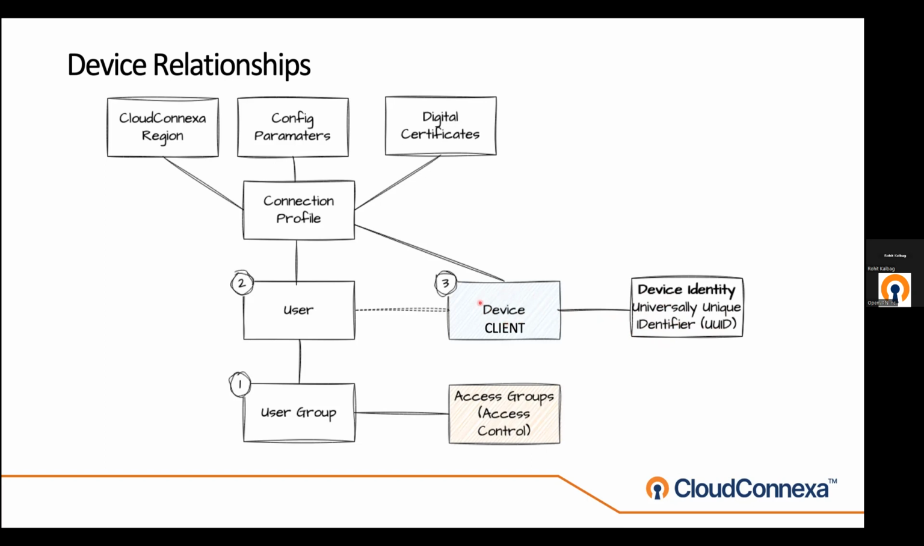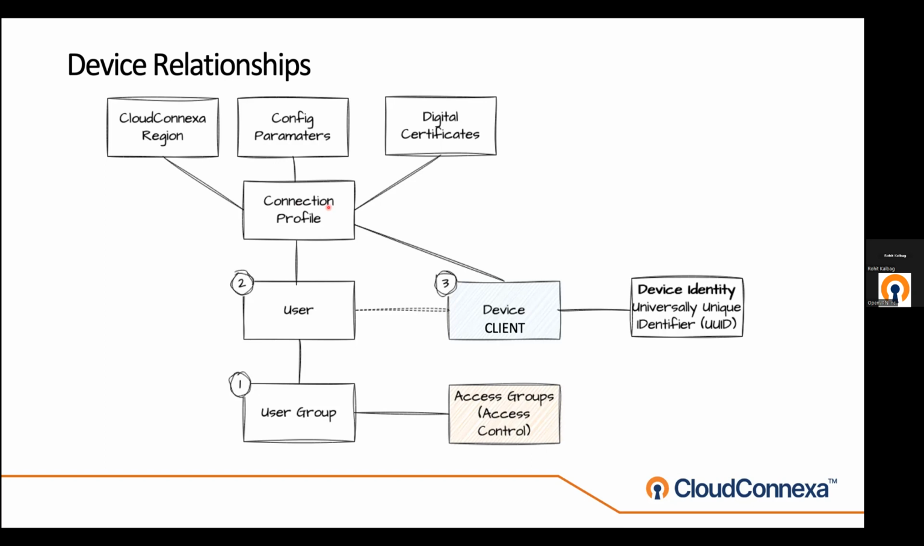Then, as I mentioned, the devices need to have a client in order to create the tunnel and connect to the service. So for the client to connect, it needs something called a connection profile. A connection profile is basically a text file which has information about which region the connection needs to be made to, what are some of the compression and encryption parameters, etc. And then it has digital certificates in there.